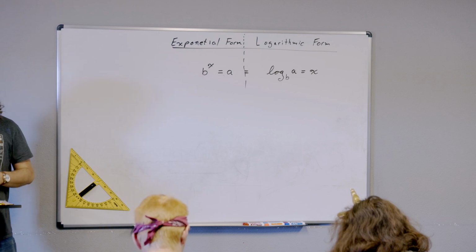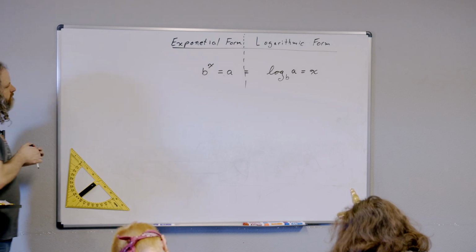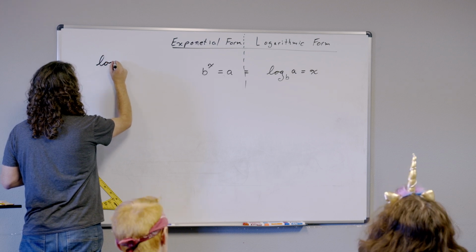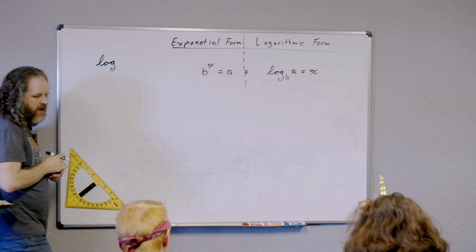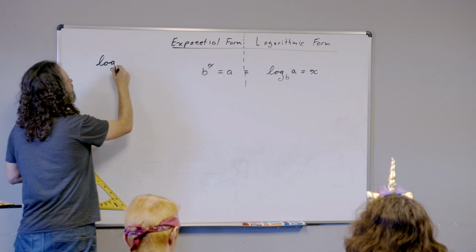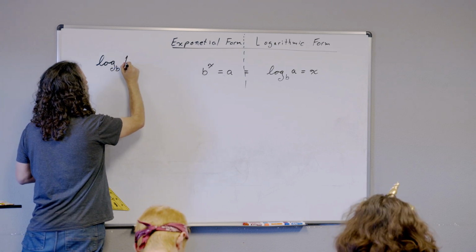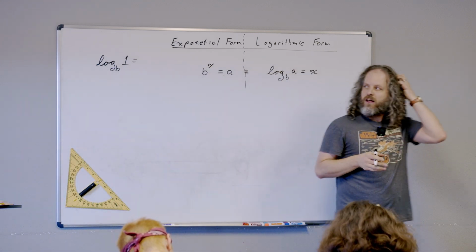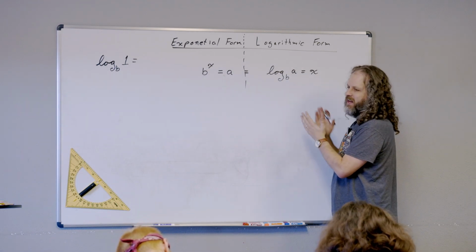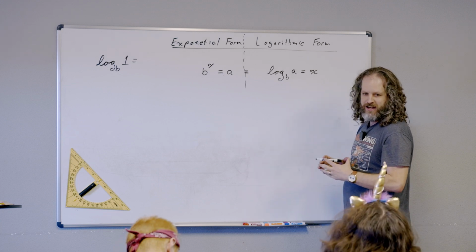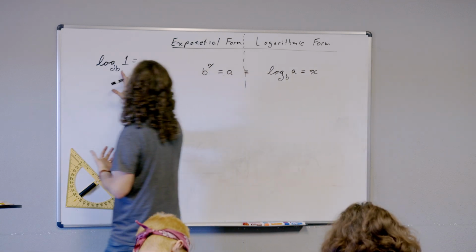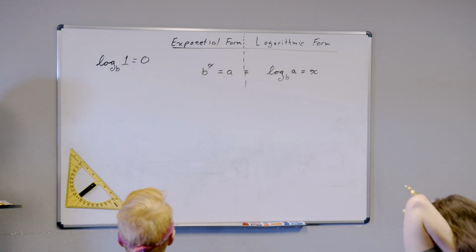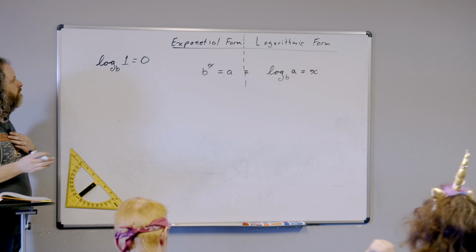So there's a few basic properties of logarithms that relate directly to the same properties in exponents. If we have the log base b, so any base, of 1, let's think about this as a logarithm. What can we raise anything to and get 1 as our answer? Log base anything of 1 is always 0, always.